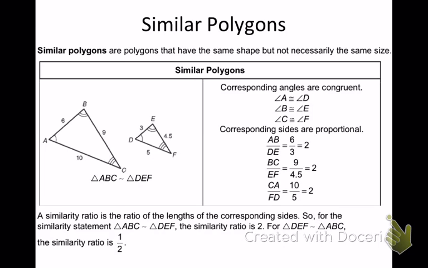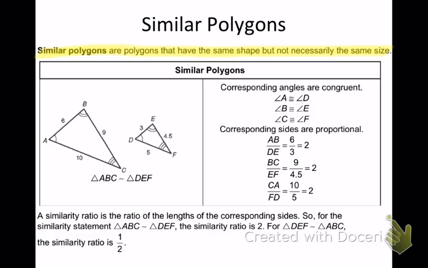Similar polygons are polygons that have the same shape but not necessarily the same size. A lot of times when I talk about similar, you think of model cars, model trains, model planes. Has anybody ever seen one of those model boats? Again, similar polygons have the same shape but not necessarily the same size. Sometimes people make model cars. They're a replica of the exact car, just to a smaller scale.